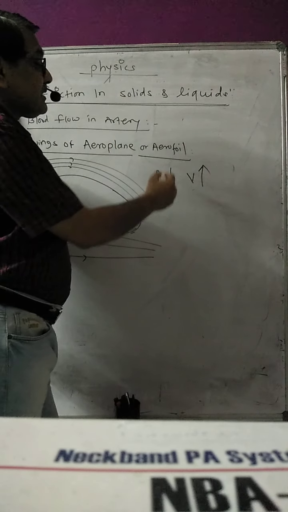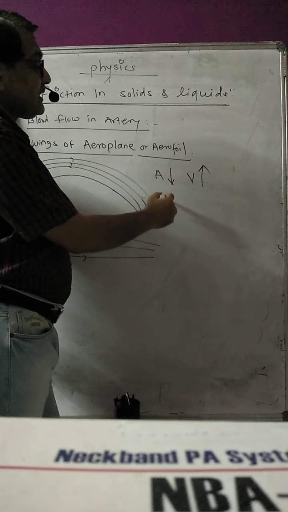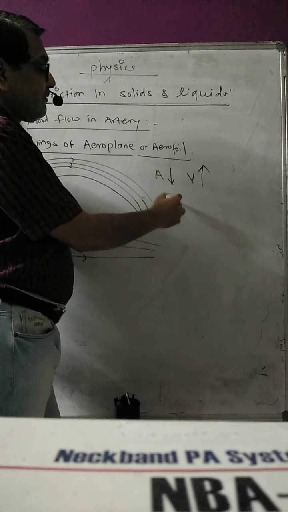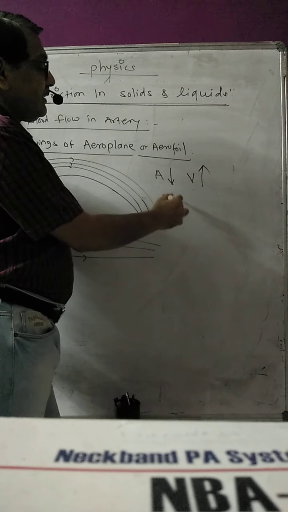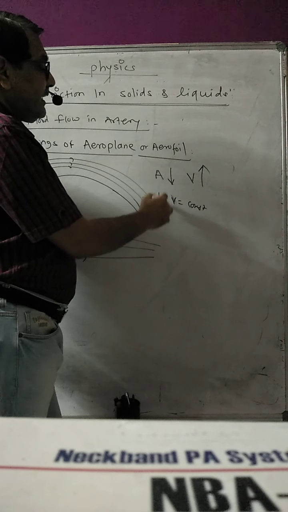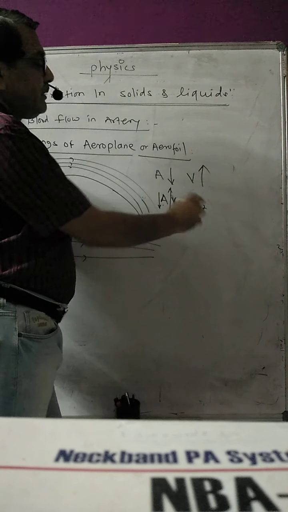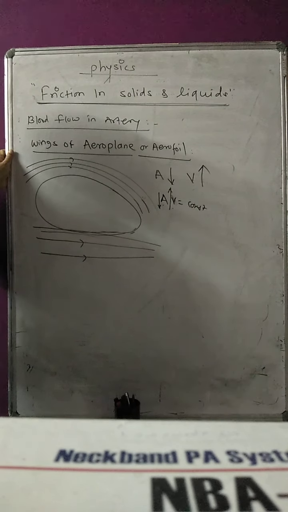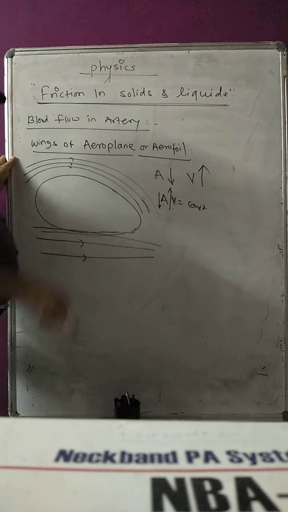According to Bernoulli's principle, A1 V1, that is A into V, remains constant. As the area decreases, the velocity has to increase, so Bernoulli's principle is satisfied here. But sir, actually this is the equation of continuity. How is it Bernoulli's principle?